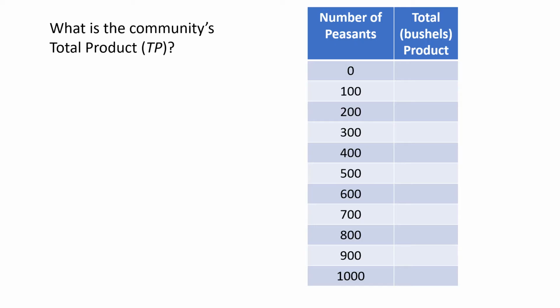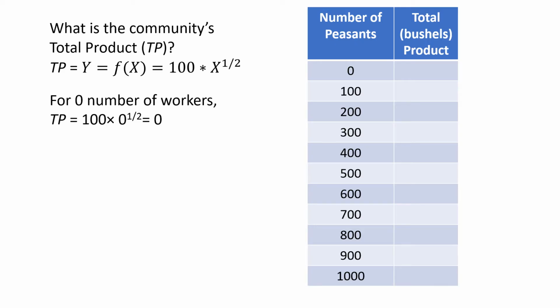So in the table on the right, the first column represents x, or the number of peasants, while the second column represents y, or the total bushels or total product. To calculate the total product, we use the production function, which is y equals 100 multiplied by x raised to the half. Starting with 0 workers, our total product will be 100 multiplied by 0 raised to the half, and that gives us 0. 0 is indicated in the table.